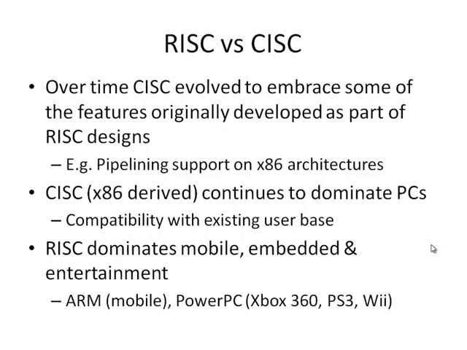Over time, CISC has evolved and it has embraced many of the features that were originally developed as part of the RISC design, for example, pipelining support. You can also get very powerful optimizing compilers for the Intel architecture because it's a popular architecture. People are always interested in developing compilers. It can really boost the performance of your program.